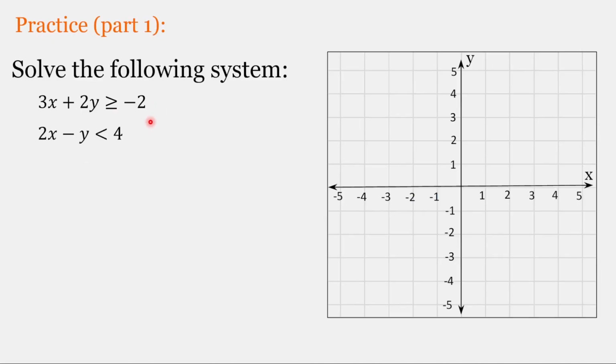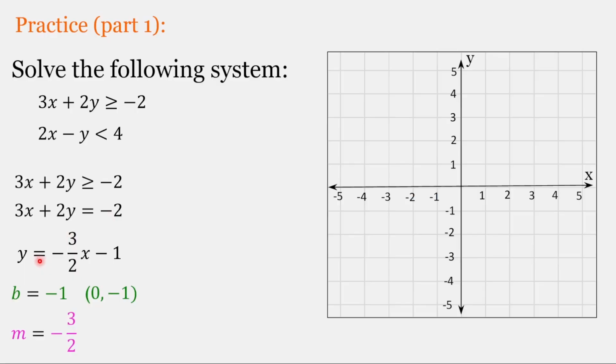So to solve this problem, we're going to graph each of these inequalities, starting with this first inequality. So we're going to graph this boundary line. I went ahead and converted this into slope-intercept form, giving us a y-intercept of negative 1 and a slope of negative 3/2. Our boundary line is solid because this inequality is greater than or equal to, so the boundary line is included in the solution.